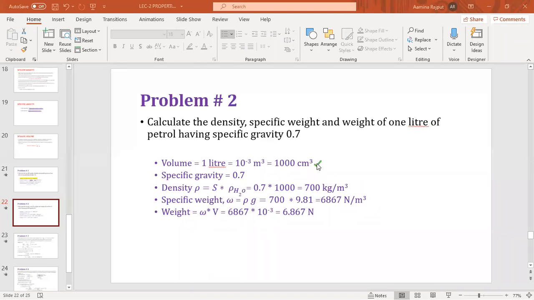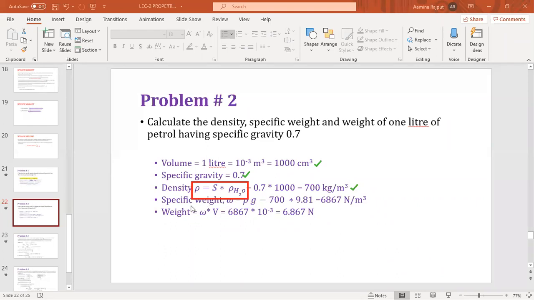So volume is 1 liter, which is 10 to the power minus 3 meter cube, and specific gravity is 0.7. So this is known. In order to calculate the density, we are going to use the relationship of specific gravity with density. We know specific gravity S is a ratio of the density of liquid to density of water. So rearranging it for density of the liquid, we get S into the density of water, which is 1000. So 0.7 into 1000, we get 700 kg per meter cube. You should always remember the units, which is kg per meter cube for density.